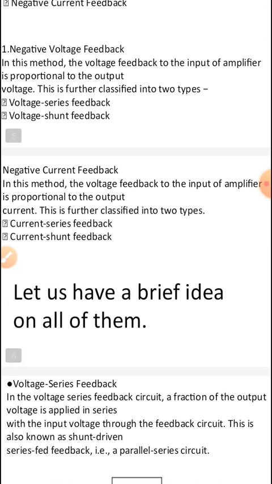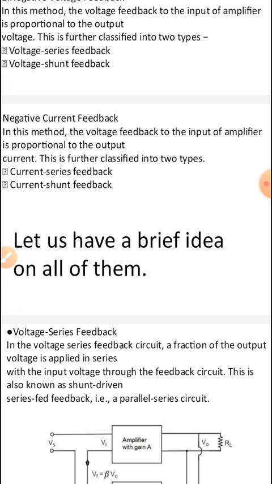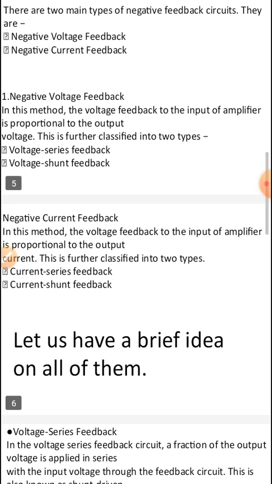And in negative current feedback, the voltage fed back to the input of the amplifier is proportional to the output current. In negative voltage feedback, the input of the amplifier is proportional to the output voltage, and in negative current feedback, the input of the amplifier is proportional to the output current.